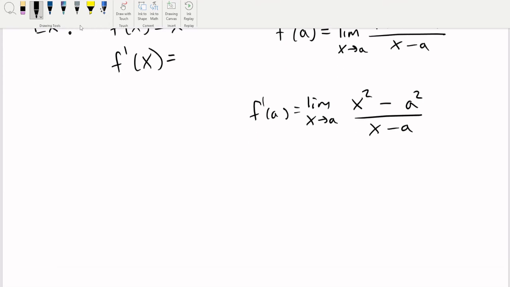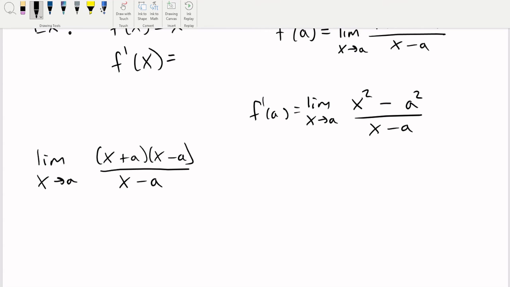Okay. Well, here we got to do a little work. So let's bring it over here. The limit as x approaches a. Now x squared minus a squared is a very special type of quadratic where it factors really nicely for us. And so you could check this: x plus a, x minus a over x minus a. Okay. So then what happens? Well, oh, look at that. Cancel. Limit as x approaches a of x plus a.